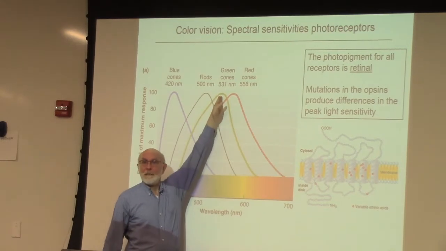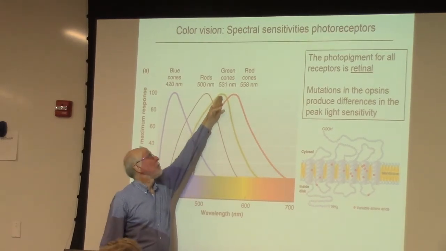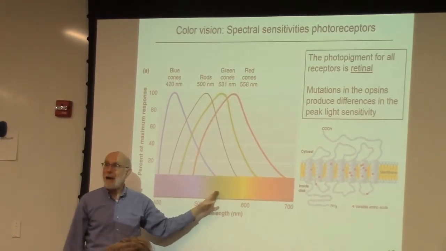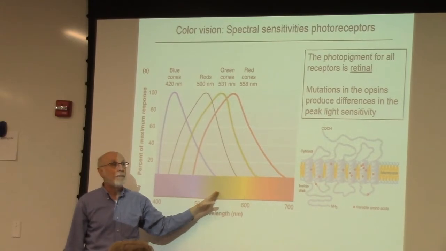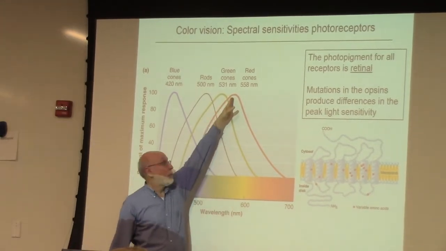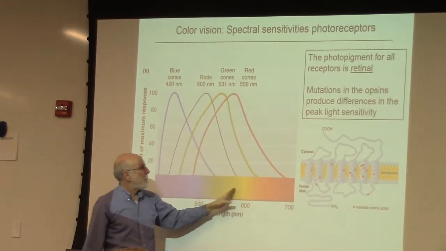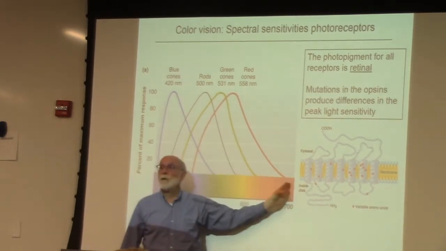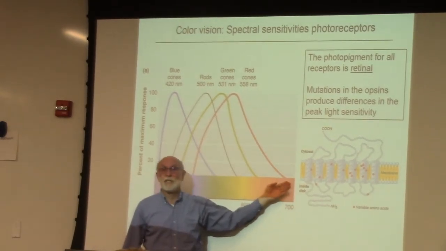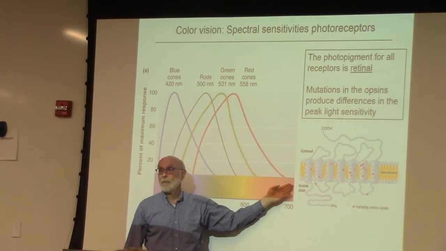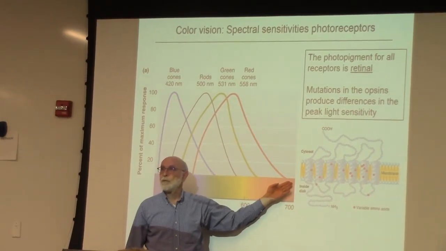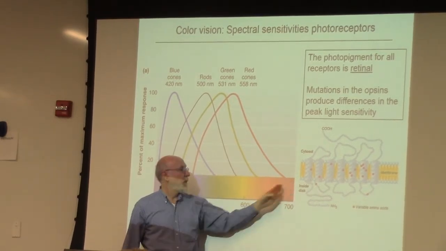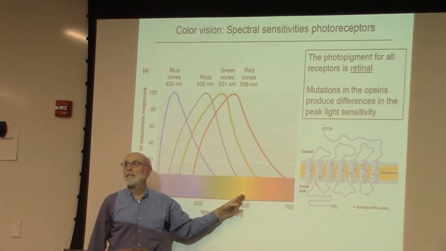The opsins that we call the green opsins are maximally activated by green light. We have opsins that we call the red opsins, but they are really maximally activated by yellow light. But we call them red because they're the only ones that actually give us any information about red. We call them red opsins or red cones, but they're really most tuned to seeing yellow.